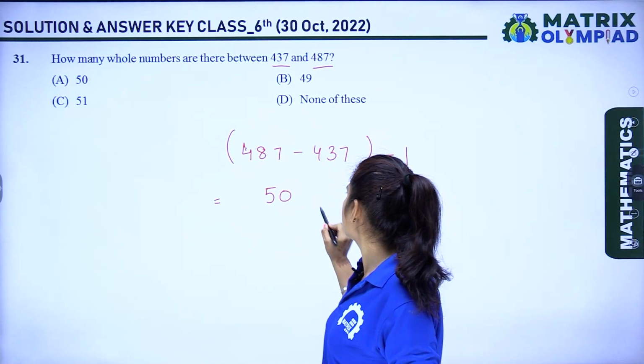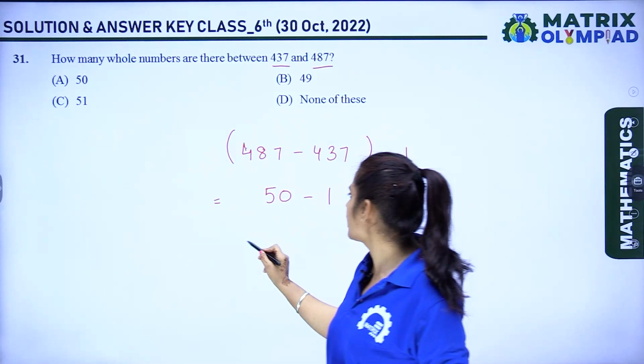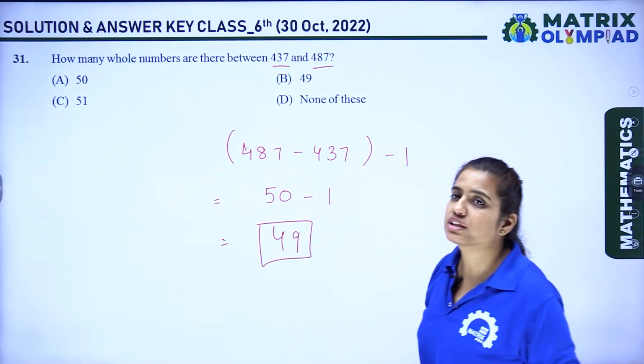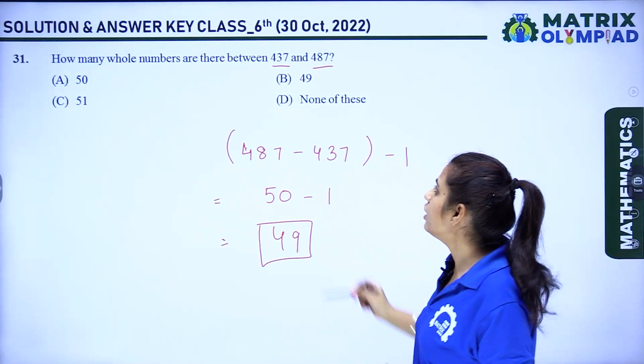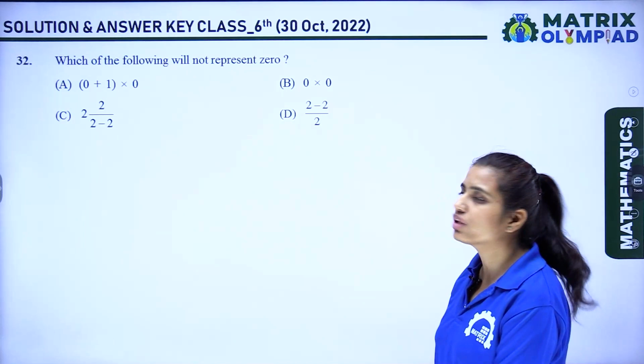After subtracting 1 from 50, we get 49. So there are 49 numbers between 437 and 487. So here option B is the correct answer. Now let's move on to the next question.